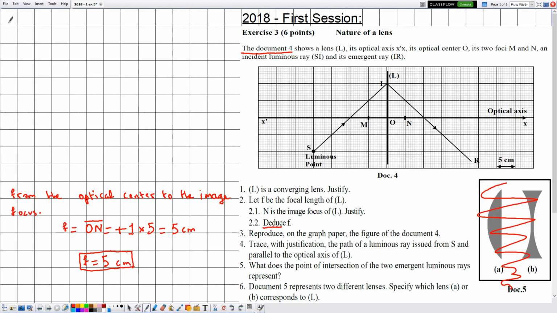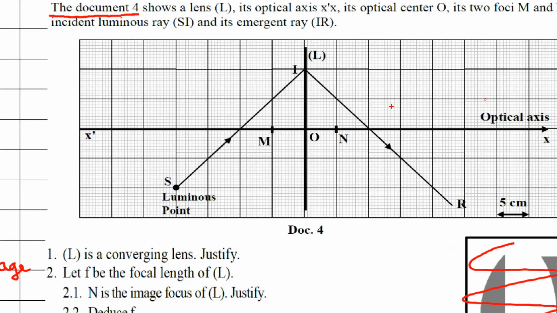So number 3, we need to reproduce the figure. Notice that here they didn't indicate the direction of propagation of light, but from these arrows we can know that the direction of propagation of light is from left to right.